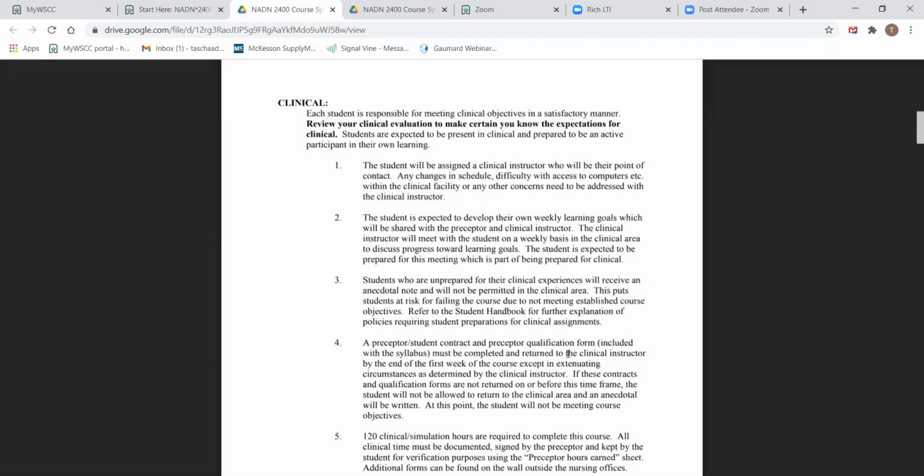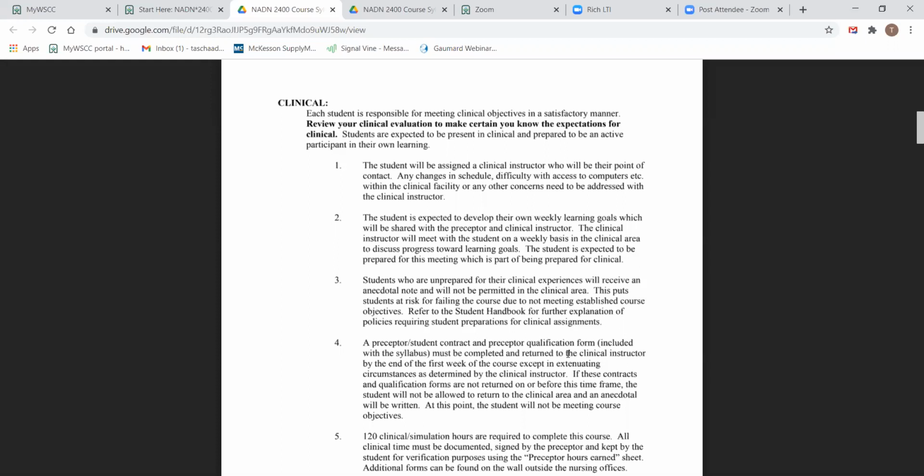So, for example, if your clinical instructor is not a full-time faculty person, then you will want to make sure that you give that to me so we can verify all paperwork is completed, and so we are on file as being prepared for clinical. If these contracts and qualification forms are not returned on or before this time frame, the student will not be allowed to return to the clinical area, and an anecdotal will be written. So it is imperative that we get the paperwork so we can get you into the clinical area.